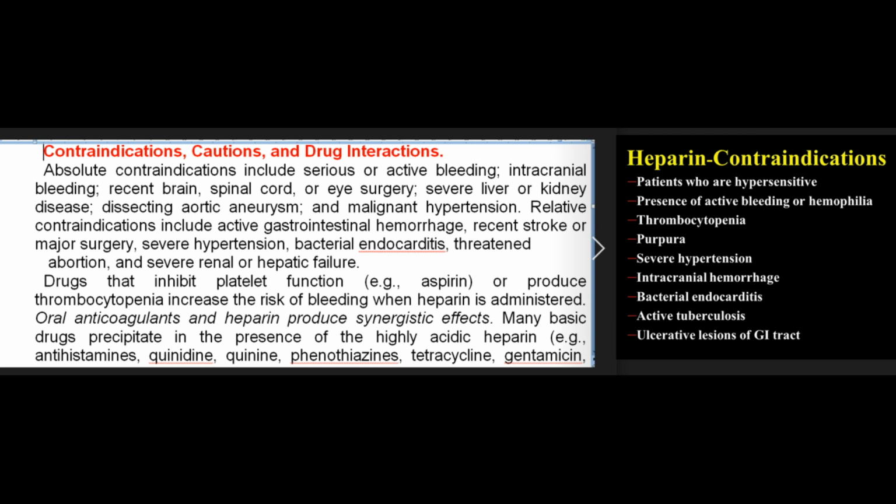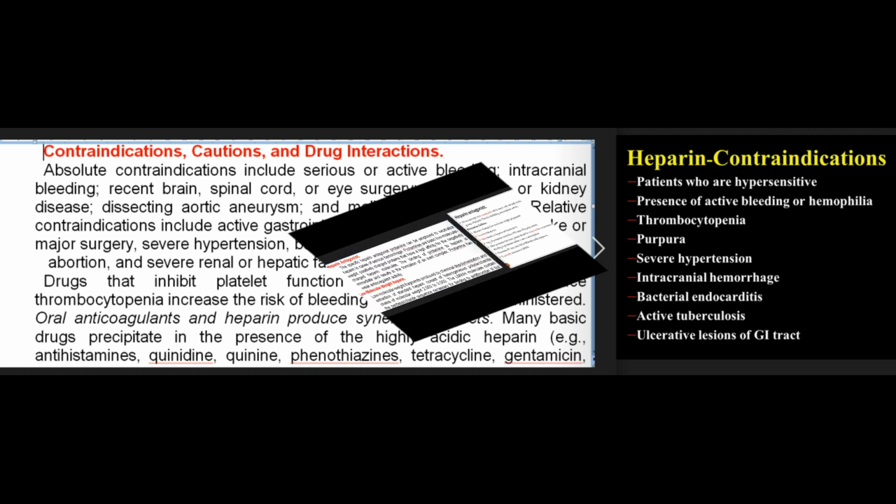or hepatic failure. Drugs that inhibit platelet function, for example aspirin, or produce thrombocytopenia increase the risk of bleeding when heparin is administered. Oral anticoagulants and heparin produce synergistic effects. Many basic drugs precipitate in the presence of the highly acidic heparin, for example antihistamines, quinidine, quinine, phenothiazines, tetracycline, gentamicin, and neomycin.